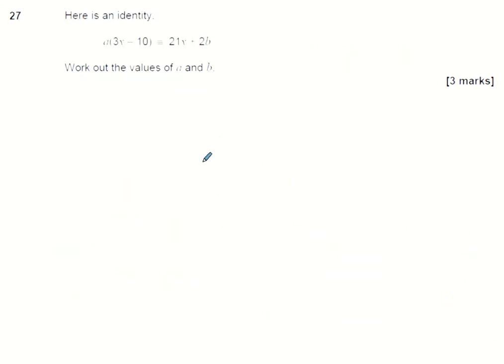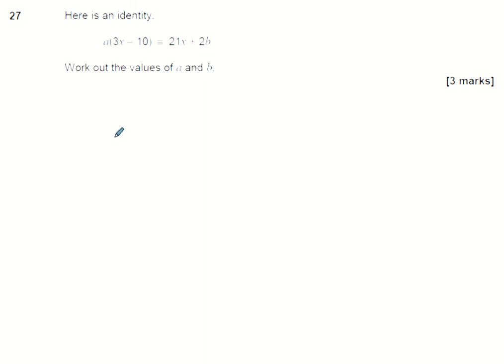Question 27. Here is an identity. A, with 3x minus 10 in brackets, is always equal to 21x plus 2b. Work out the values of A and B. So an identity is very similar to a normal equation. These two separate sides are equal to each other. The only thing that's different is that an identity says these are always going to be equal to each other no matter what value of x we put in.